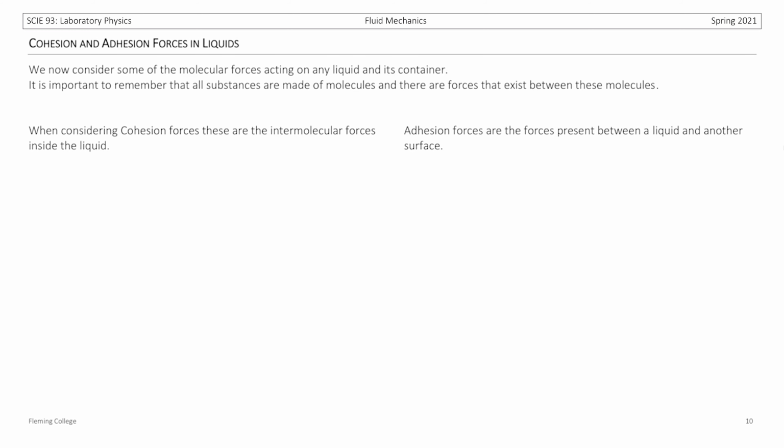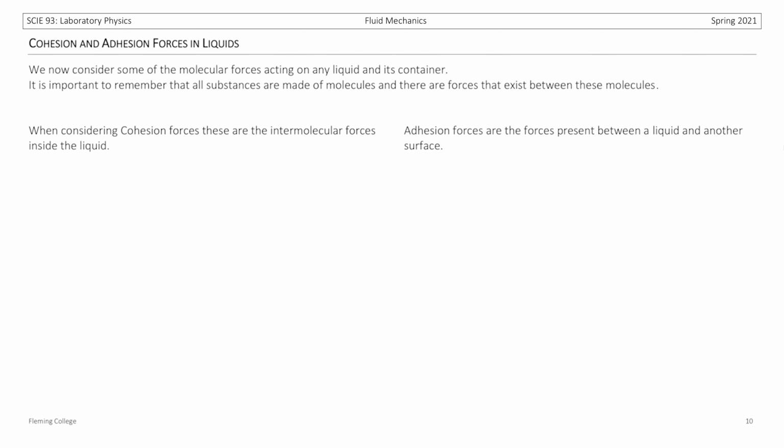So we've seen how liquids transfer forces and how forces apply to liquids, but what about the forces in liquids? So we now consider the molecular forces acting on any liquid and its container. It's important to remember that all substances, fluids, liquids, solids, are made up of molecules, and there are forces that exist between these molecules. We have two terms that we're going to introduce: cohesion and adhesion.